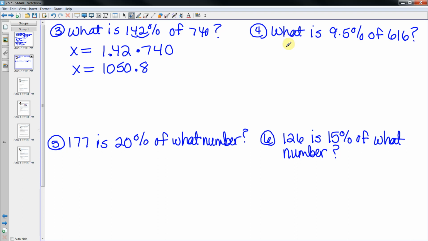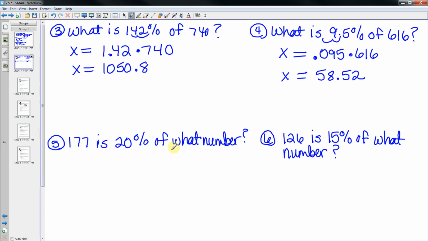All right, let's look at number 4. What is, so x equals 9.5% of 616. So I need to move my decimal 2 places to the left and change that to a decimal. So 0.095 of means multiply 616. When I take 0.095 times 616, probably using a calculator, I'm going to get 58.52. Okay, so there's somewhere we were given a percent in the number and had to find out what the percentage of the number was. Okay, here's the last type that you can have.